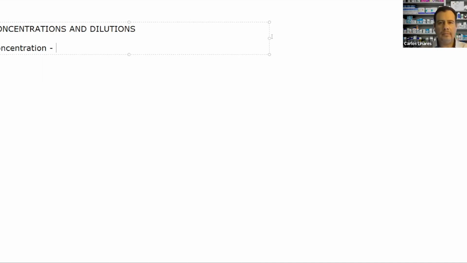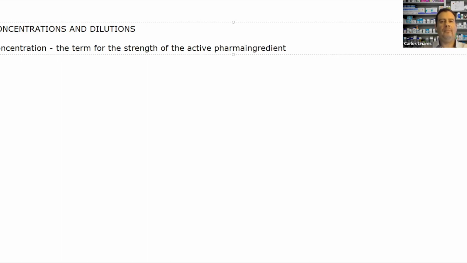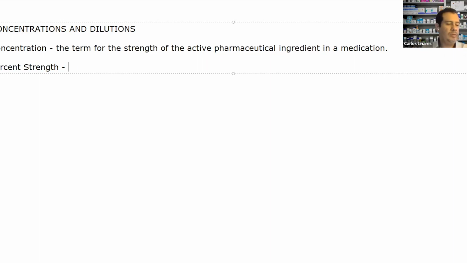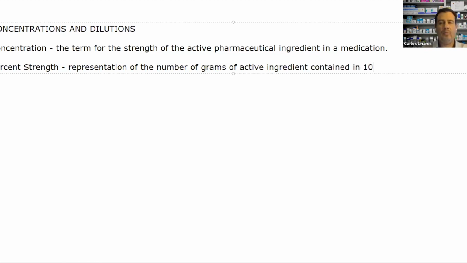which is the term for the strength of the active ingredient or active pharmaceutical ingredient in a medication. So this is what will actually work on the patient. And then we have the percent strength, which is a representation of the number of grams of active ingredient contained in 100 mLs.